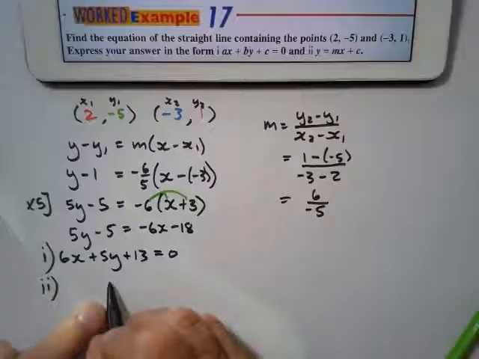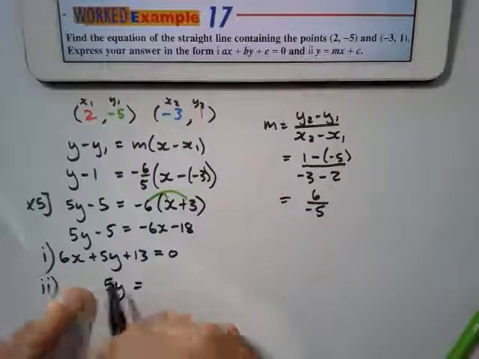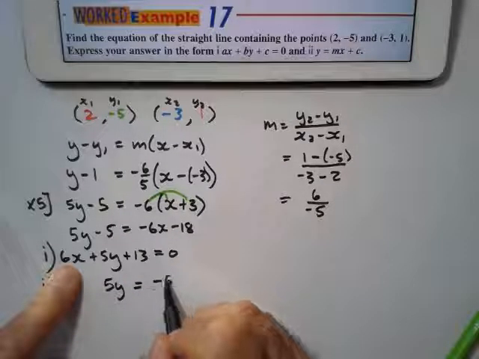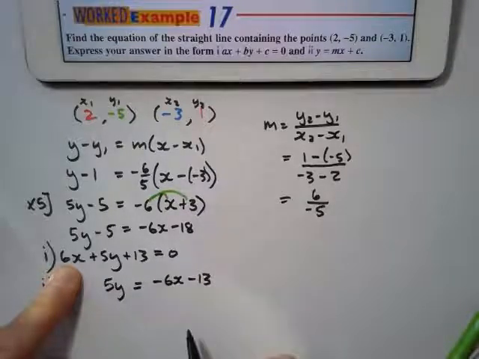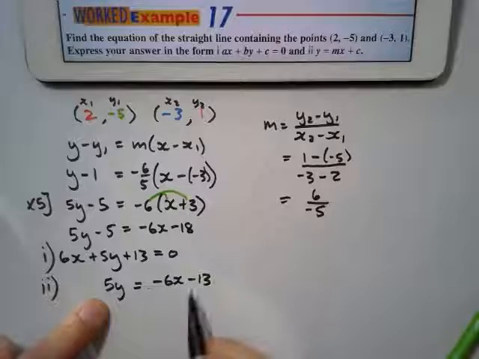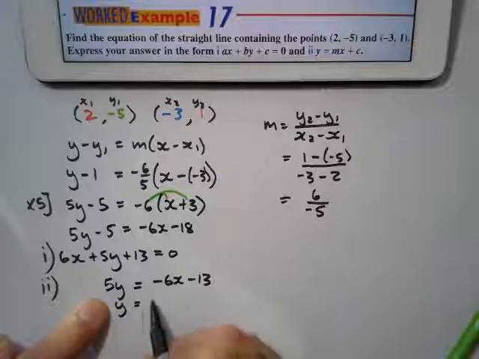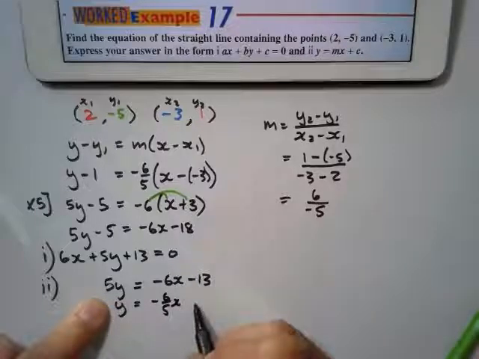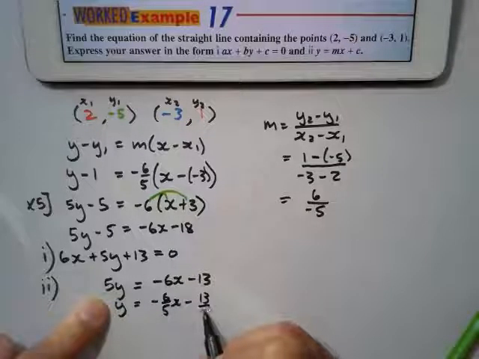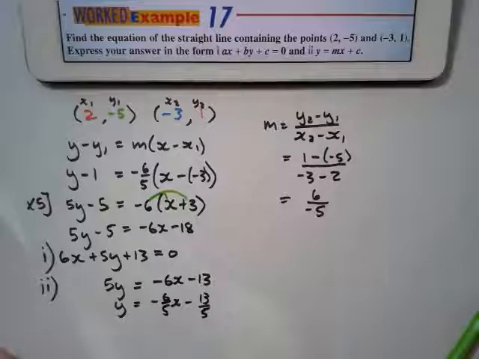So I'm going to have 5y equals 6x goes over, it becomes -6x. 13 goes over, it becomes -13. I divide everything by 5, so y becomes -6 over 5 x, which is the gradient, minus 13 over 5, which is the y-intercept.